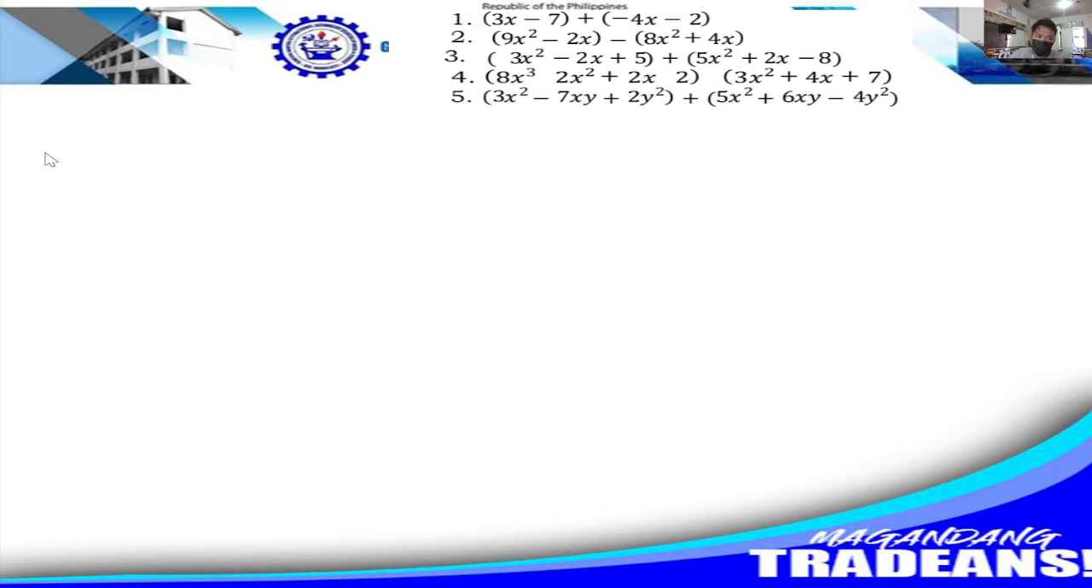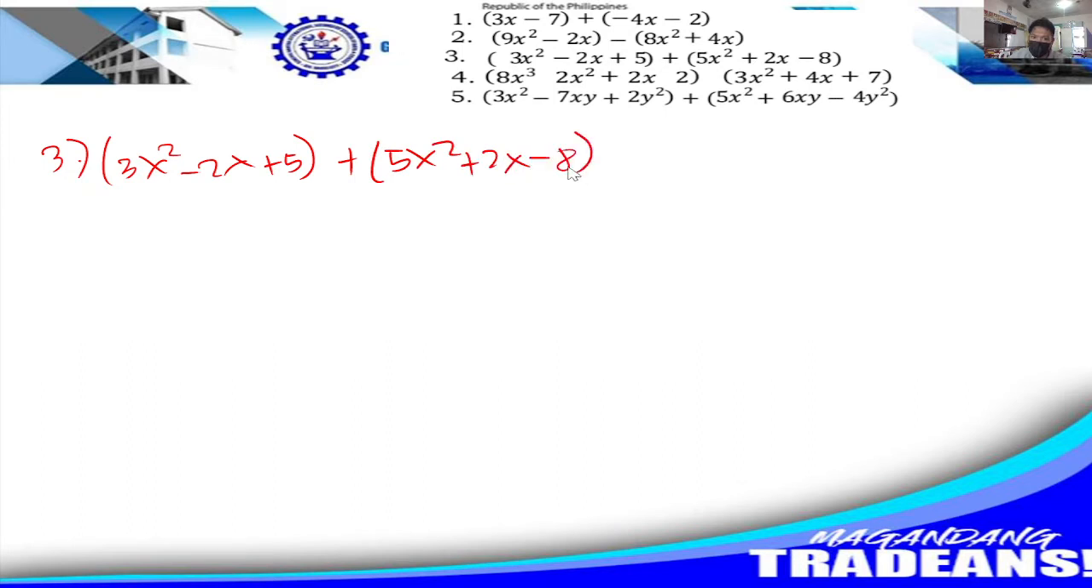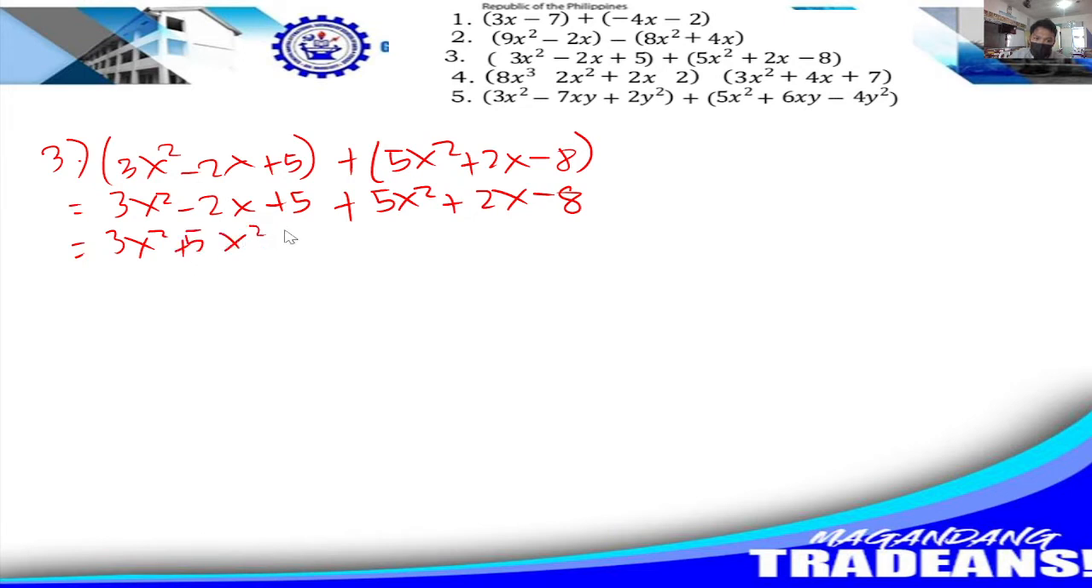Next, for number 3, the group of 3x squared minus 2x plus 5 added to the group of 5x squared plus 2x minus 8. Take note, the operation used between the first group and the second group is addition, so bring it down. When it's add, bring it down: minus 2x plus 5. Only in subtraction do we change the sign of the entire group. Now find the partners. The partner of 3x squared is 5x squared, the partner of negative 2x is positive 2x, and the partner of plus 5 is minus 8.